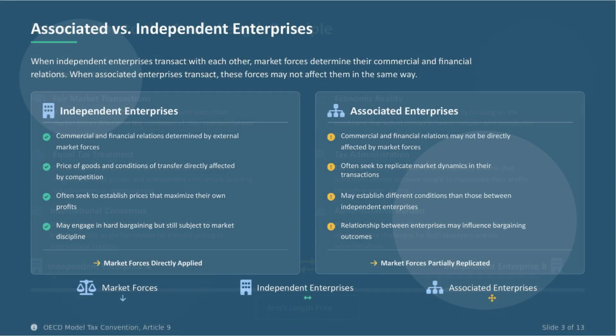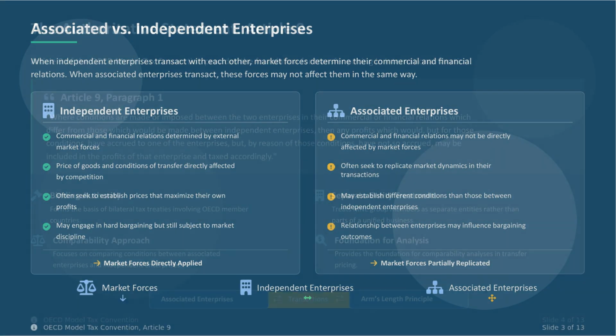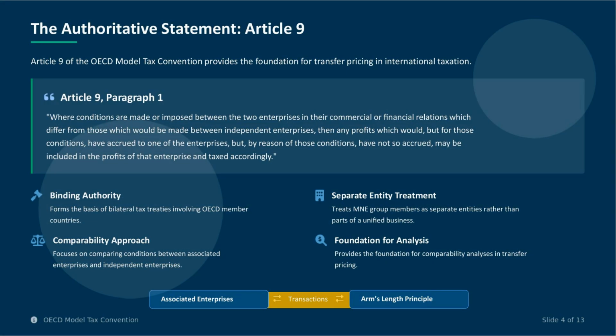Independent enterprises rely on market forces to shape their commercial and financial relations, with competition directly influencing prices and conditions. In contrast, associated enterprises may not be as affected by these forces, often replicating market dynamics internally. Their relationships can influence bargaining outcomes, leading to conditions differing from those between independent enterprises. Article 9 of the OECD Model Tax Convention underpins transfer pricing, emphasizing conditions between associated enterprises that differ from independent ones. It allows for profit adjustments to reflect market conditions.